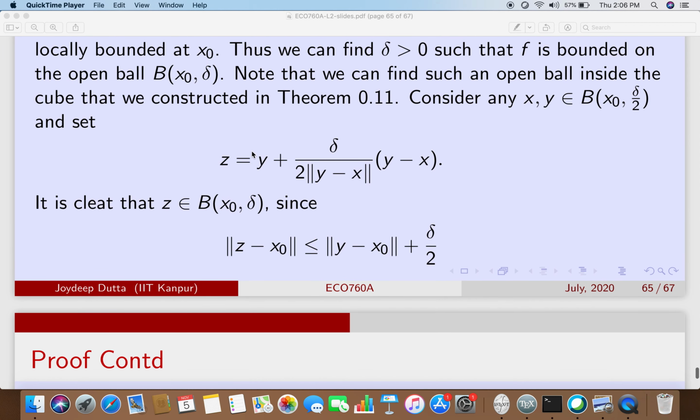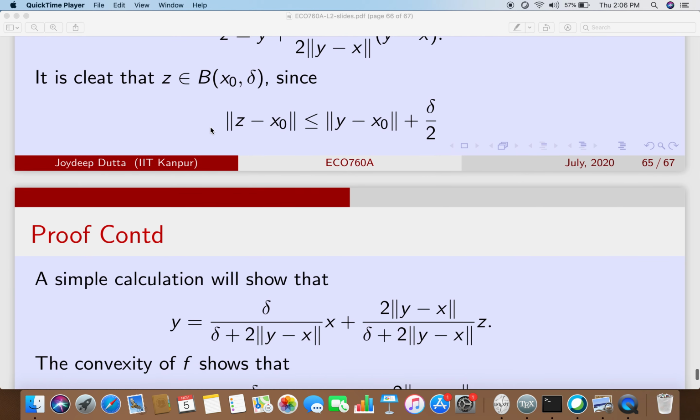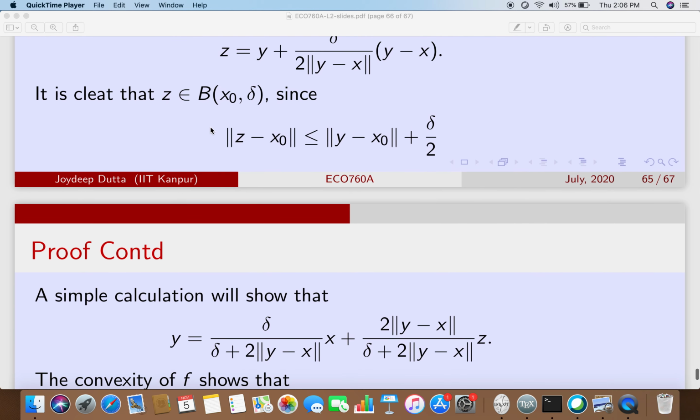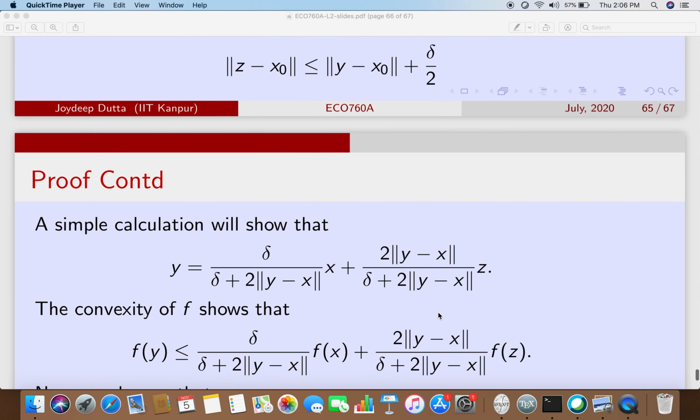Of course, z could actually be inside the smaller ball also, but definitely it is within this ball. That is the meaning. Now a simple calculation from here will show that I can express y as a convex combination of x and z.